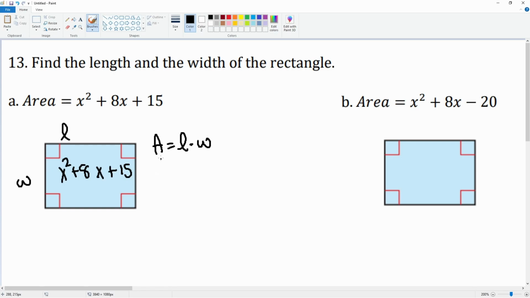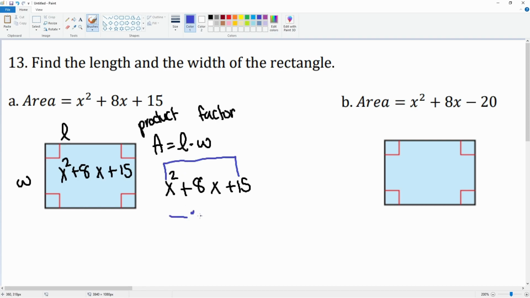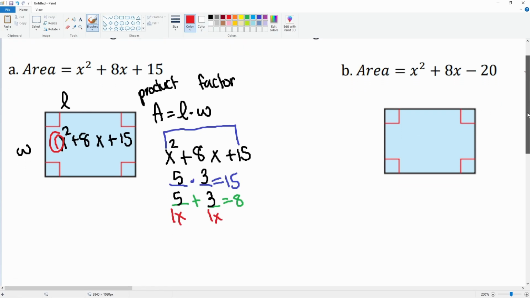So what we can do is essentially break up the product into its factors by the process of factoring. So all we have to do is factor x squared plus 8x plus 15. All right. So dash times dash is equal to 15, and dash plus dash is equal to 8. Those two numbers are 5 and 3. We then divide by that 1x term, so 1x, 1x, and we can write it in its factored form, x plus 5 and x plus 3.